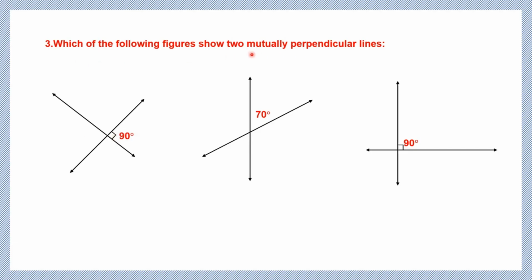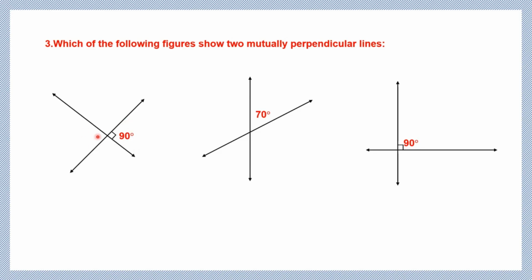And what is the meaning of mutually perpendicular? That means both the lines have formed 90 degrees between them. So this line has formed 90 degrees, and this line has also formed 90 degrees with the other line. So when both the lines form 90 degrees or cut each other at right angles, they are said to be mutually perpendicular lines.